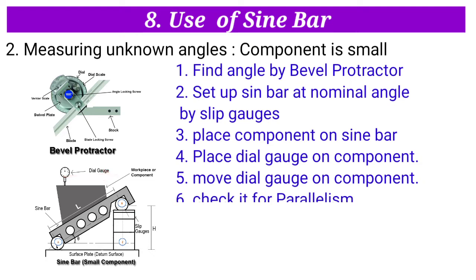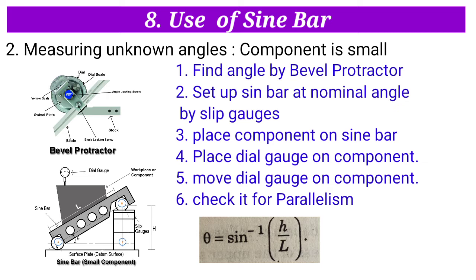If there is a variation in parallelism of the upper surface of the component and the surface plate, it is indicated by the dial gauge. The combination of the slip gauges is so adjusted that the upper surface of the component is truly parallel with the surface plate. The angle of the component is then calculated by the relation theta is equal to sine inverse of h by L.